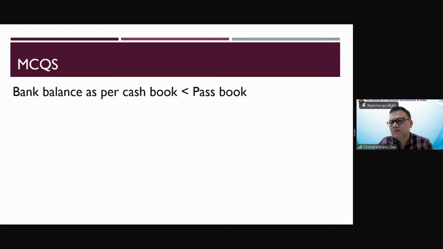If it only says to prepare the bank reconciliation statement, then see from where the question is being started. And if it specifically asks you to prepare the bank adjusted cash book, then only prepare the adjusted cash book. If it is done at the end, sir will be taking it, so you'll get to know when to prepare that.